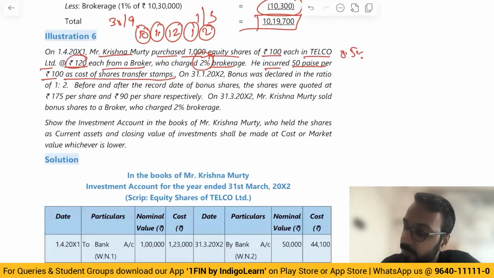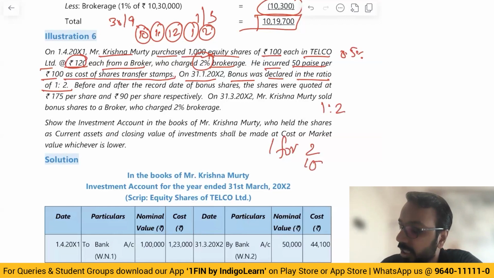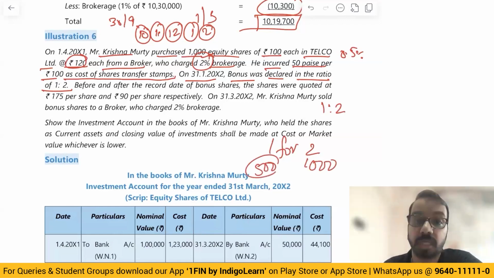On the transaction value. On 31st of January, bonus was declared in the ratio of 1:2. 1:2 means 1 for 2. So if I have 1000 equity shares, I'll get 500 bonus shares. Please remember, for bonus, we'll just adjust the number column or the face value column. We will not adjust the value column because the value of investment does not change.